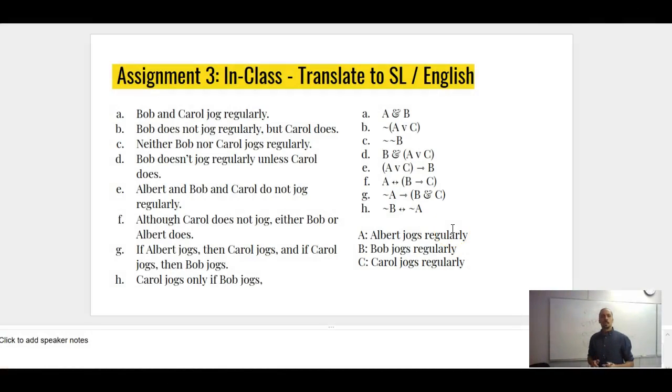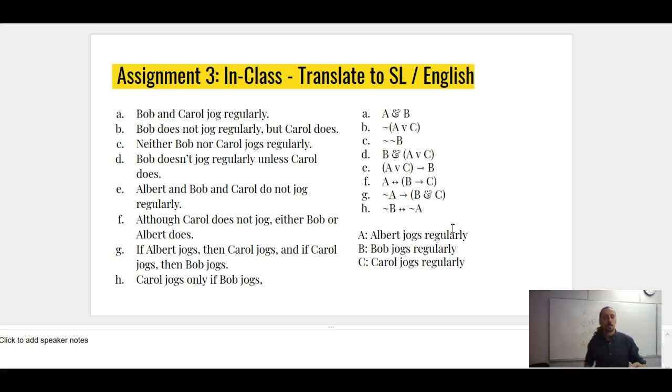All right. Albert and Bob and Carol do not jog regularly, so that's not A, and not B, and not C. And put a bracket somewhere. That's pretty easy. Although Carol does not jog, either Bob or Albert does. So you could say not C, and either B or A.